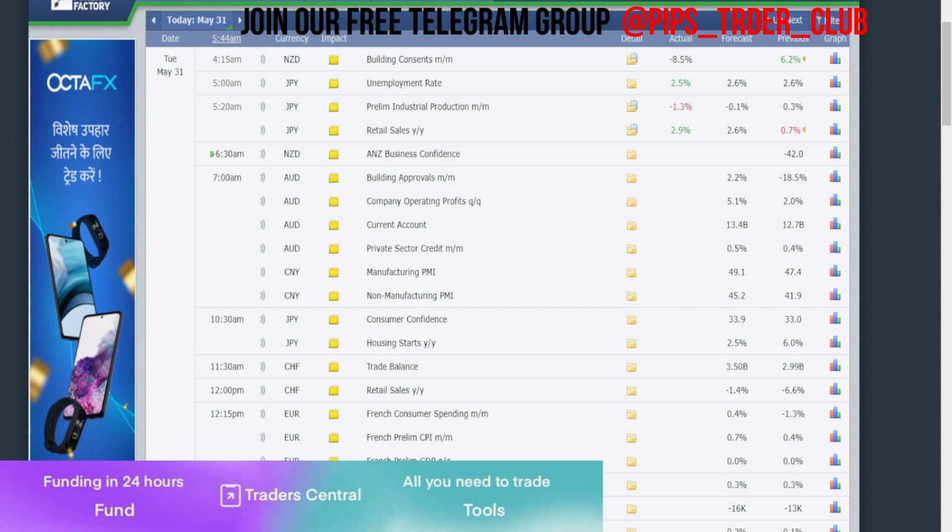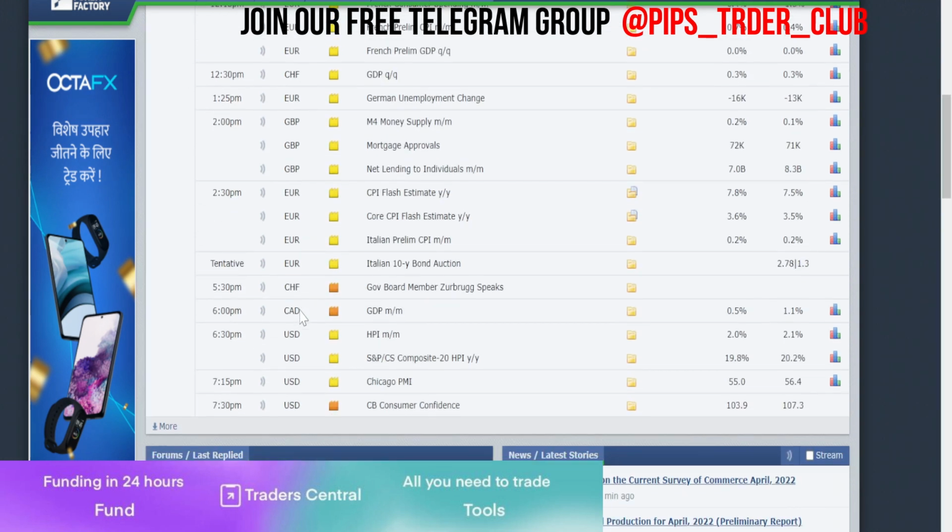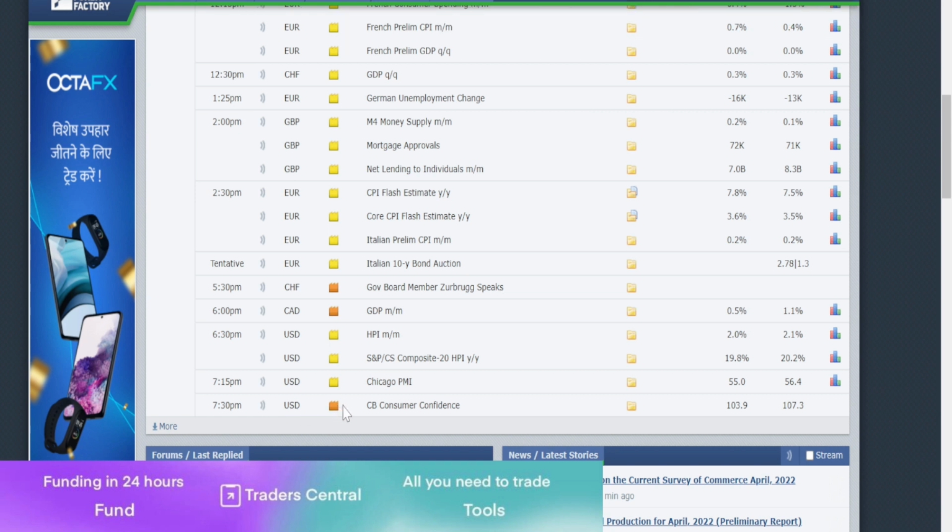First, when we look at the economic calendar, today is Tuesday, May 31st. We have lots of low impacting news: New Zealand dollar, JPY, Australian dollar, China yuan. And when we look at the medium impacting news, at 5:30 p.m. we have medium impacting news for Swiss francs, Canadian dollar. Again at 7:30 p.m. we have medium impacting news planned for US dollar related currency pairs. Let us begin our analysis.